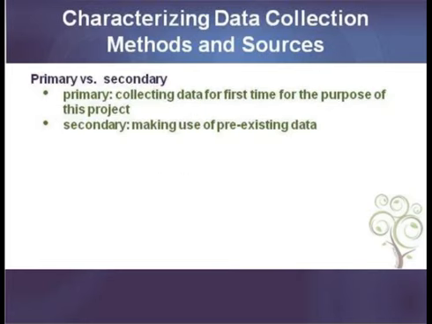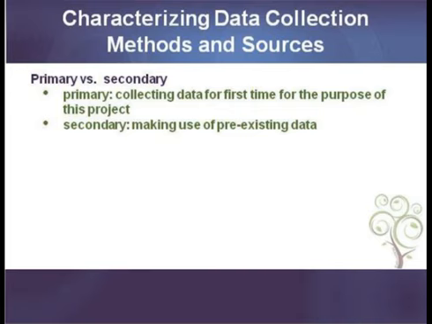When we think about characterizing data collection methods and sources, there are 3 main ways. Qualitative and quantitative is probably the one you're most familiar with. But I want to touch on each of these because we'll see how they come into play when we use some examples. The first is primary versus secondary.